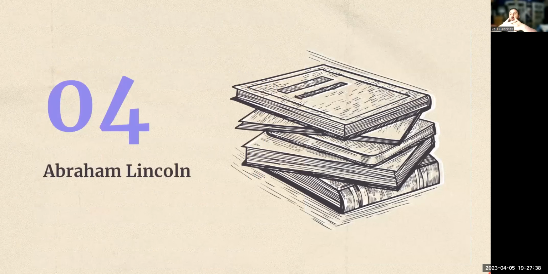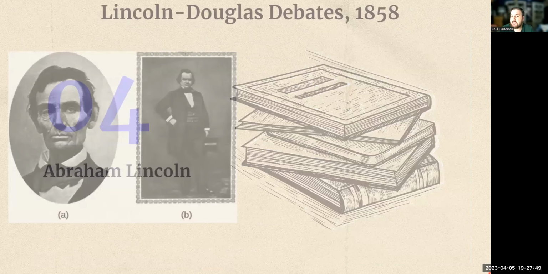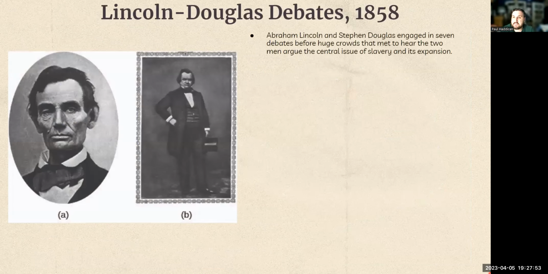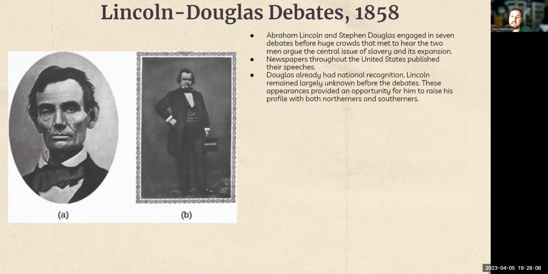So you can see we're barely hanging on as a country, right? We've got so many things going on related to slavery. And then to put the cherry on top and really fully rip us apart, Abe Lincoln is elected. So Abe Lincoln comes onto the scene during the Lincoln-Douglas debates in 1858. Him and Stephen Douglas are going to draw huge crowds to listen to them talk and argue specifically about slavery and its expansion.